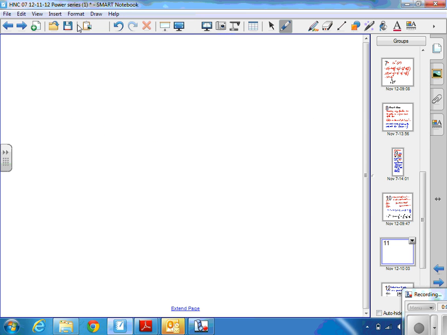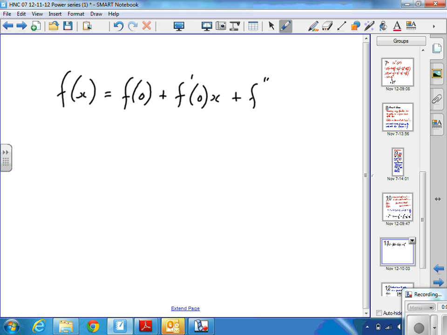And it says that any function can be written as the value of the function at 0, plus the first differential of the function at 0 times x, because that's the x term. The next term, the x squared term, is going to be the second differential times x squared. The third term is going to be the value of the third differential at 0 times x cubed, and so on.